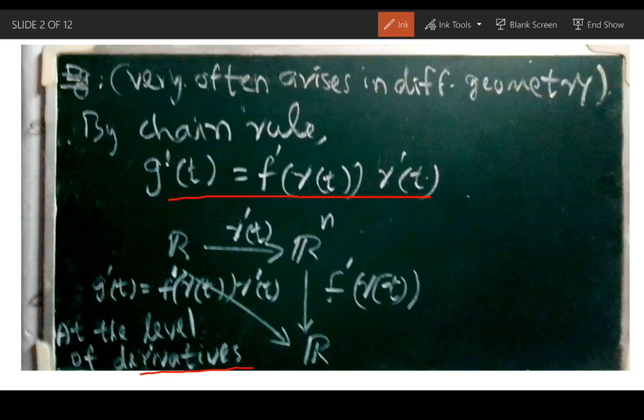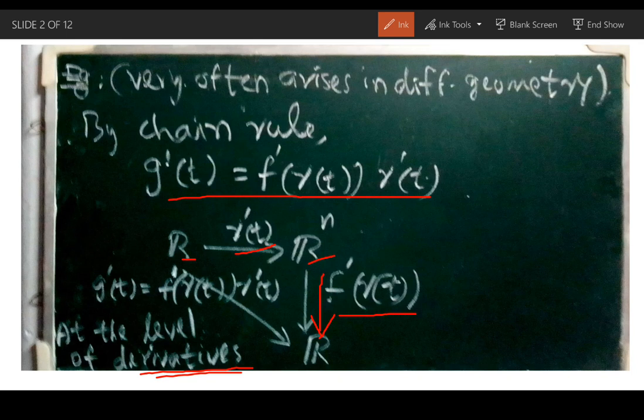Now let us draw a diagram at the level of derivatives. So since gamma is a mapping of (a, b) into E, where E is a subset of Rn, gamma dash t is a linear transformation from R to Rn. Now, since f is a mapping of E subset of Rn into R, f dash of x is a linear transformation from Rn to R. So in particular, f dash of gamma of t, that's also a linear transformation from Rn to R.